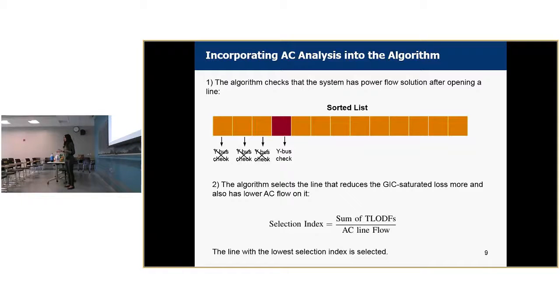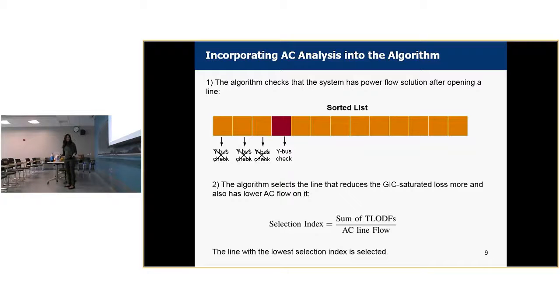If not, we move to the second line in the sorted list, and then we keep doing that until we have a line that gives us a Y-bus full rank matrix. And that is not computationally expensive, so it doesn't add complexity, so it's good.